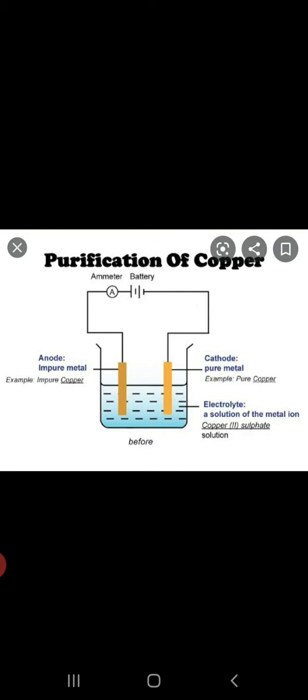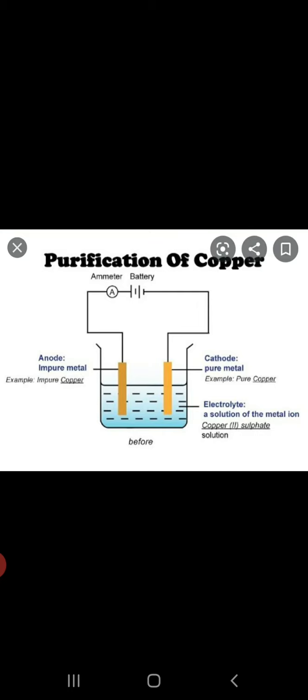What will be the electrolyte? A soluble salt of the pure metal is taken as the electrolyte here. So what soluble salt of the pure metal have we taken here? Copper is the metal that we are trying to purify. So a soluble salt of copper is copper sulfate.